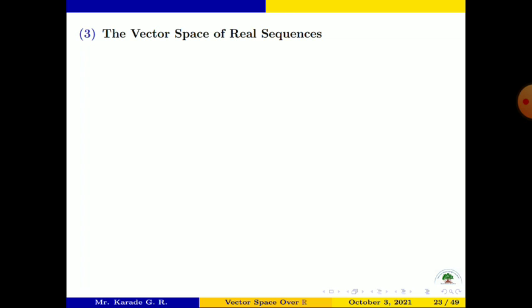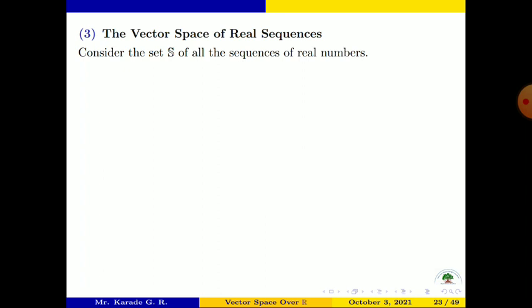In this lecture we see some known examples of vector spaces. In the previous lecture we studied two known examples of vector spaces. First is R^n and second is P_n(x). Means first is real vector spaces and the next is vector space of polynomials. Now in this lecture we see the example of vector space of real sequences.